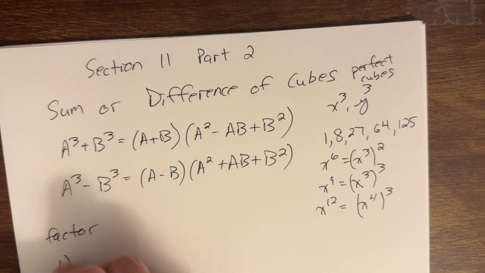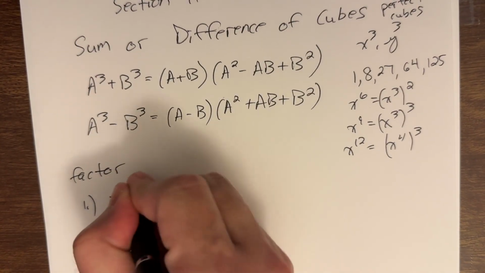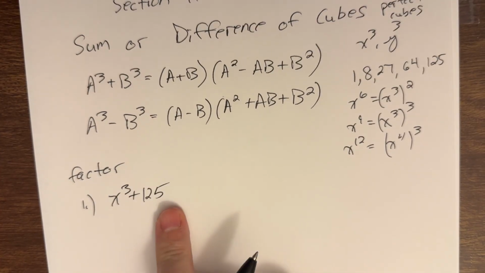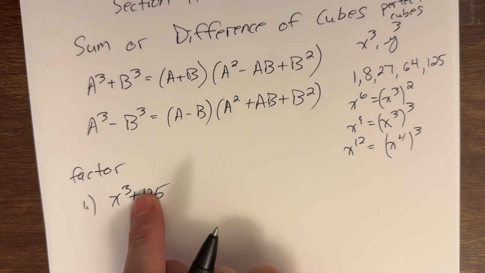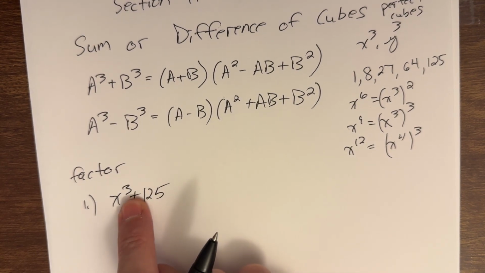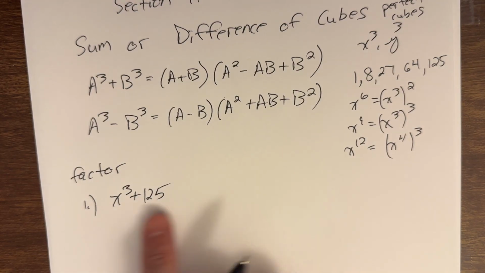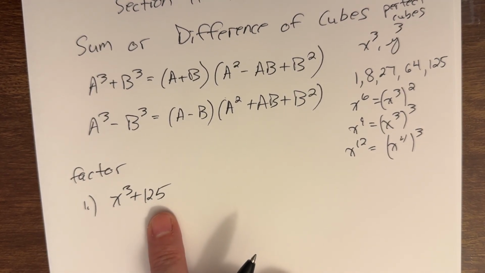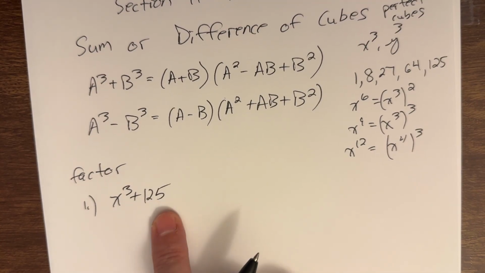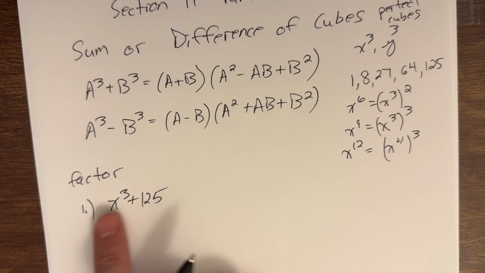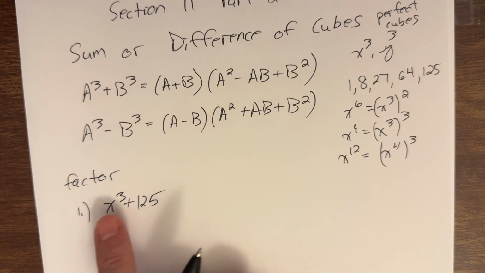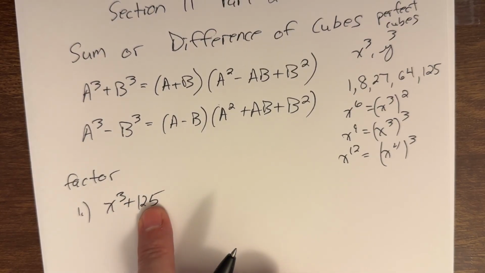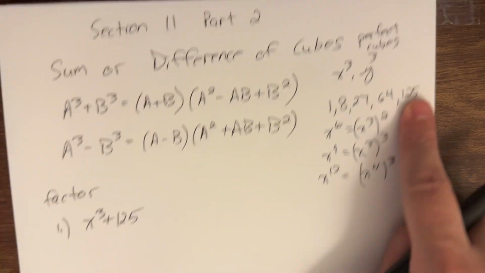Let's factor. Number 1, let's start off with x cubed plus 125. I see a perfect cube. I'm sorry, let me go backwards. I don't see a GCF. We should always remind ourselves of that. We always think about GCF first. There is no common factor. What else can I do? It's a binomial. Hey, it looks like it might match this form. The x is a perfect cube. What about 125? We just noted that.